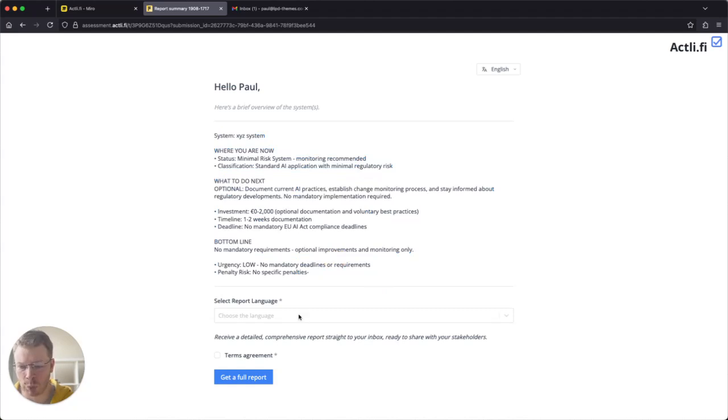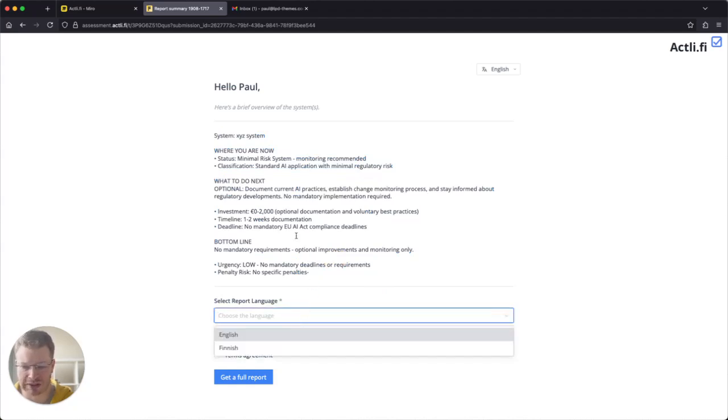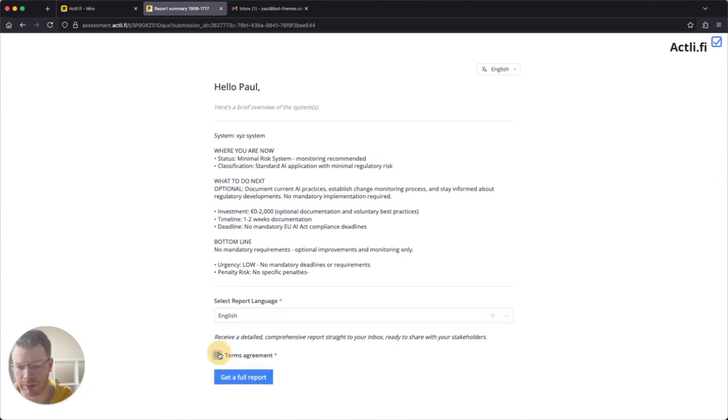Now we can already generate the report related to this one system. But once you add multiple systems, you will have a short summary here for these systems, and you will also be able to generate one report for all of them at once. Now let's select the language of the report, and let's get a full report. Oh, I agree with the terms.